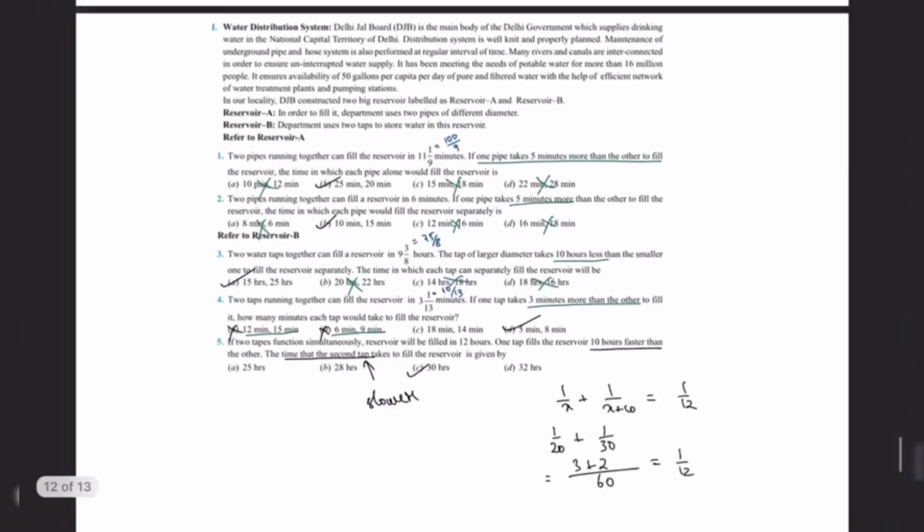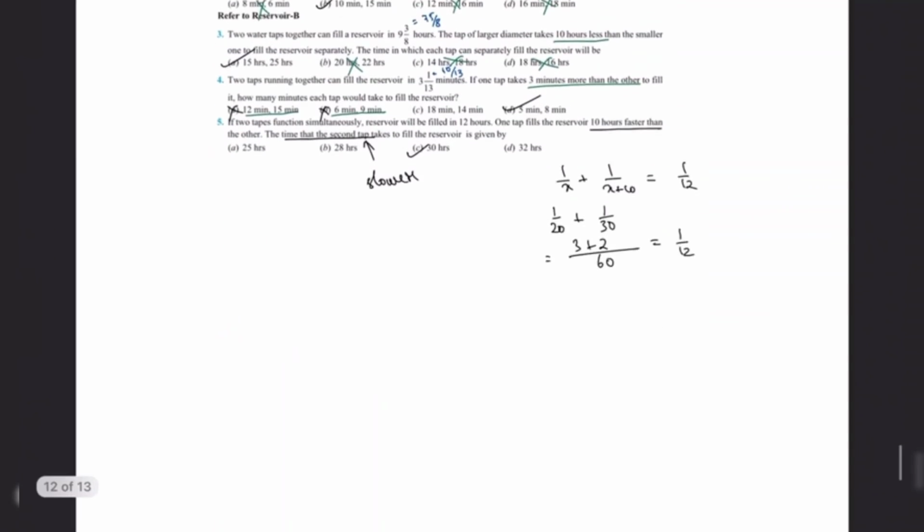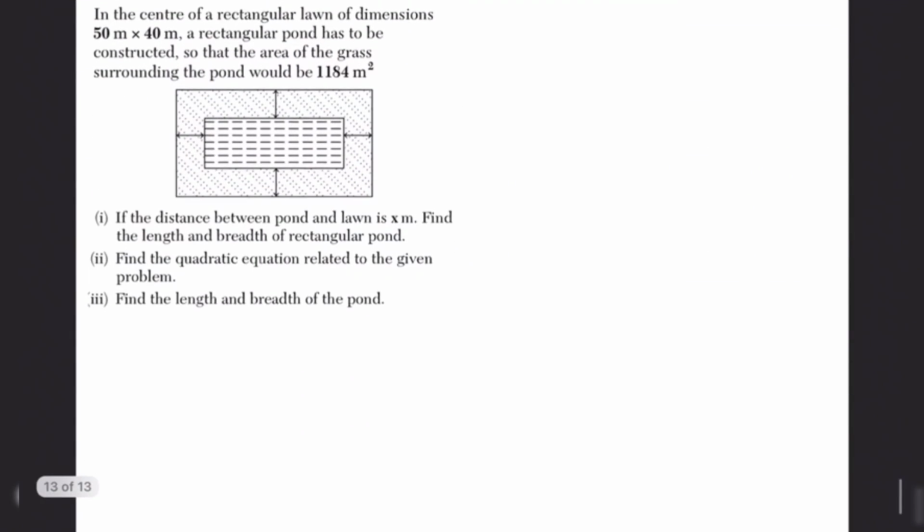Okay. You can also check that it will not work for the other three options. I'll leave that to you. Okay. So that is enough dwelling on this reservoir pipe and tap kind of case study. Let's go to the only subjective case study that we have.